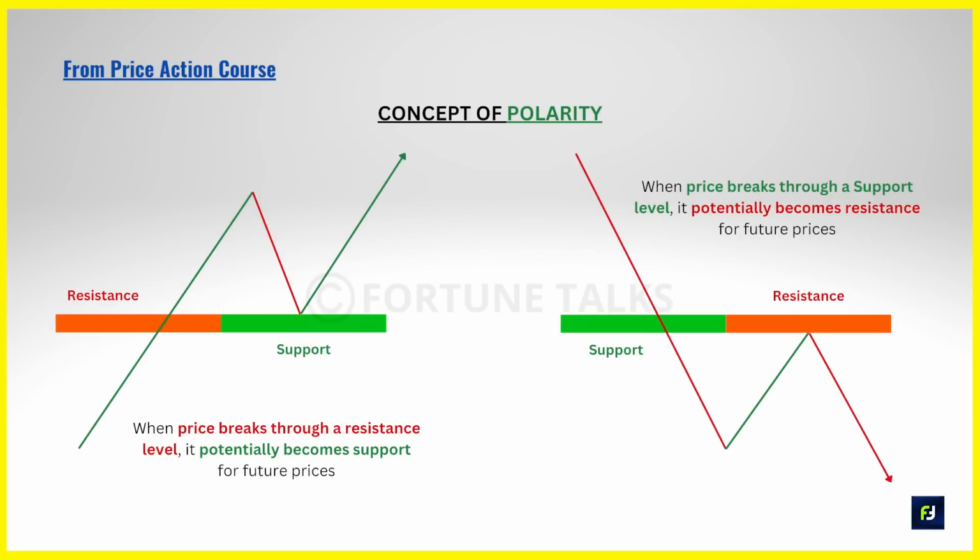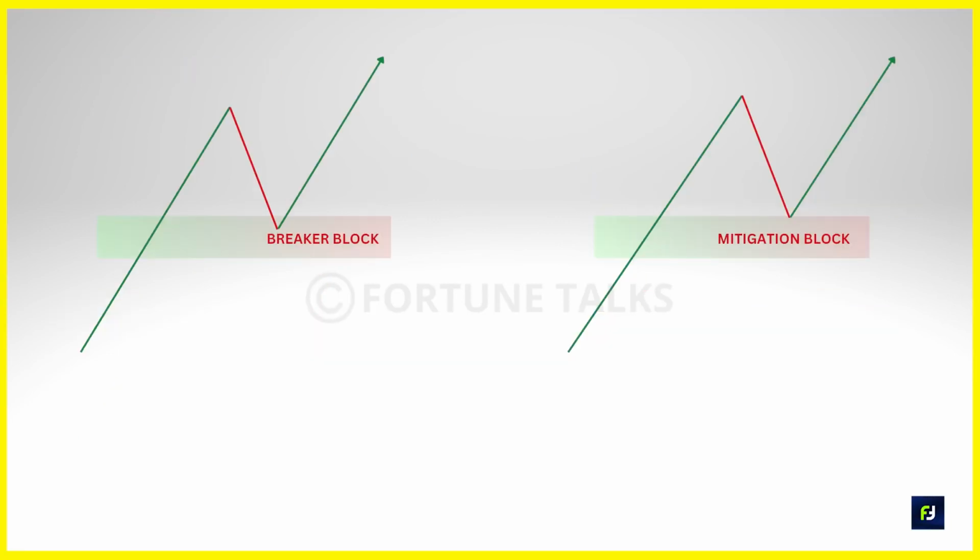From my basic price action course, we know that whenever the price breaks through a resistance level, it becomes a support due to the behavior of market participants. Similarly, whenever the price breaks through a support level, it starts to behave like a resistance when the market taps into that area again. This is the simple principle of polarity. The same concept applies to breaker and mitigation blocks as well.